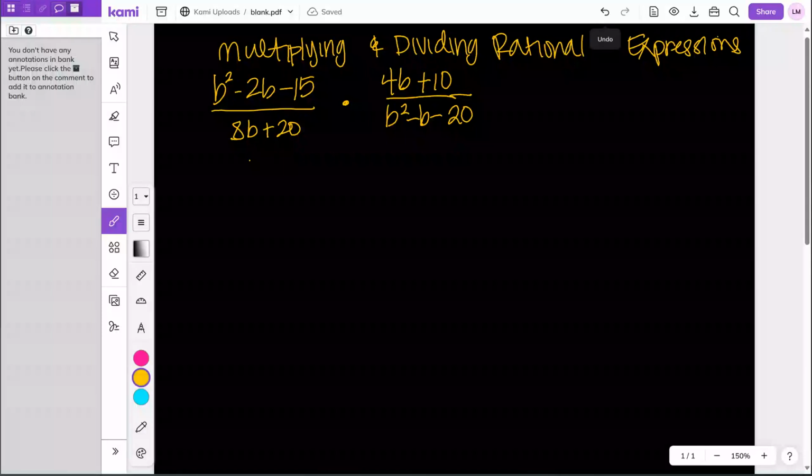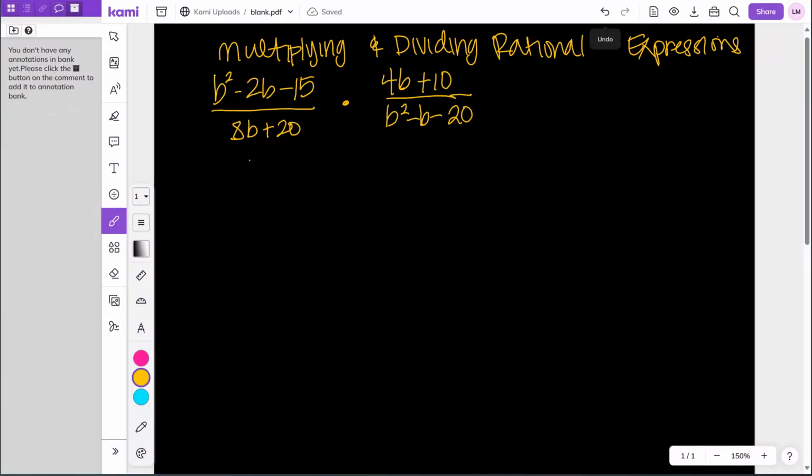We are going to look at multiplying and dividing rational expressions. So if I can get the multiplying down, I can do the dividing because it's very, very similar. It's just one extra step. So the first thing we need to do is factor, because you cannot just get rid of things.